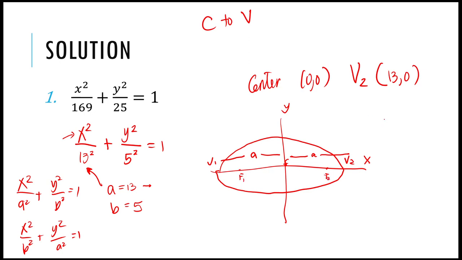So, if one of our vertices is 13, the other vertex is the same distance away. But because we move to the left, the coordinates of vertex 1 will be negative 13, 0, since it is to the left of 0, 0. So this is V1, negative 13. Okay, how about the co-vertices?